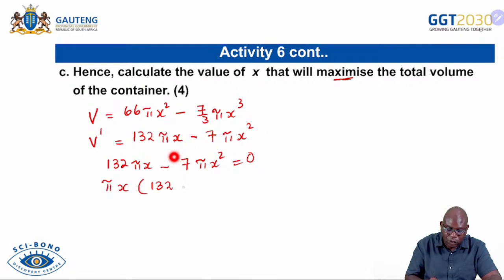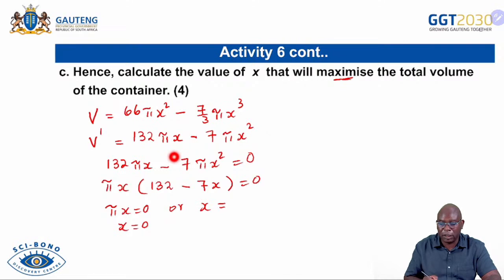Then from there, I'm going to have minus 7x equals 0. So to get the value of x, if I say pi x equals 0, it means that x will be 0. Or I'll have x equal to, if I take 132 to the other side and divide it by 7, the answer that I'm going to get there is 18.86 centimeters.